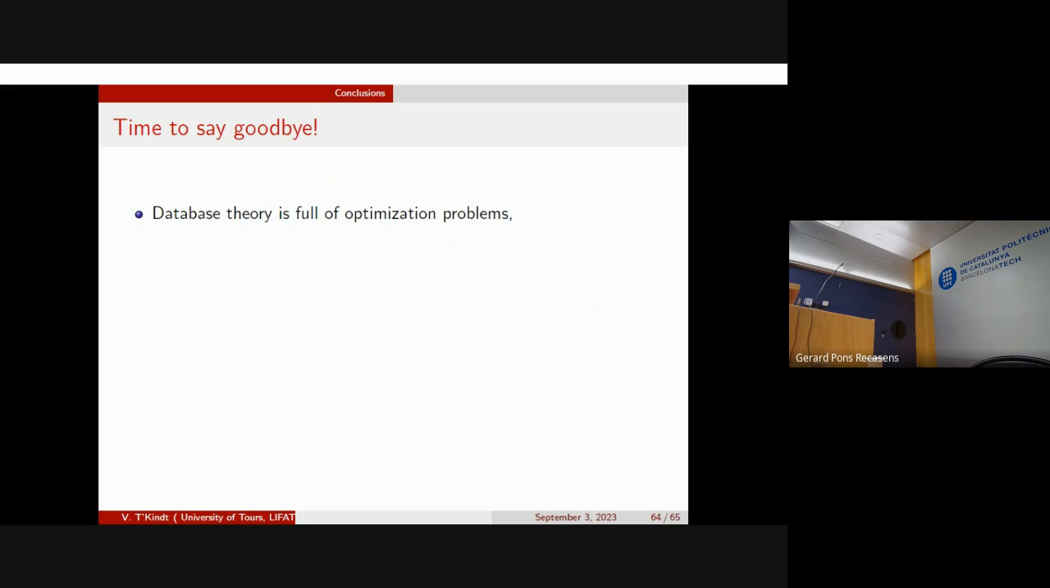And to conclude, database theory is full of optimization problems. I think that you know already. So I think there's a huge room for collaboration between people working on operations research and people working on databases. Because the question is, how can I solve my optimization problem? And you may not have all the elements to answer efficiently this question. But OR people have. They know nothing about database theory, but they know how to solve optimization problems.